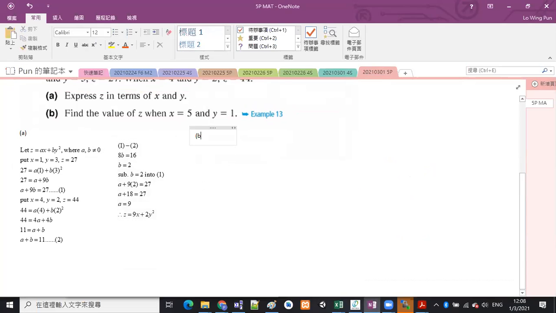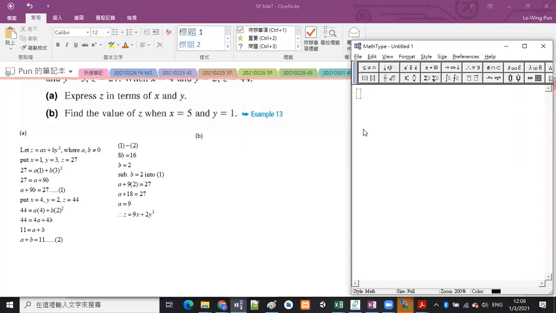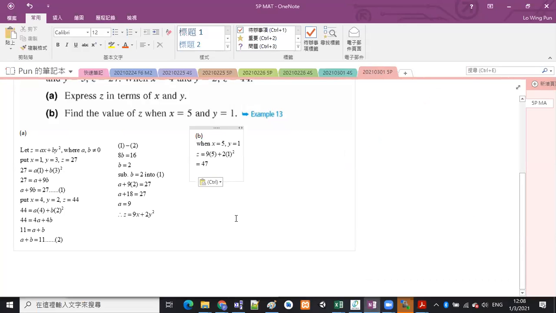And then part B. Find the value of z when x is equal to 5 and y is equal to 1. So that is a very straightforward question. So when x is equal to 5 and y is equal to 1, then we just put these two numbers into our equation. Z is equal to 9 times 5 plus 2 times 1 square. And then that is a pure number. So you may just use the calculator to help you. So that is equal to 47. Okay, and that is the value of Z. And that is the answer of part B. Is that okay?